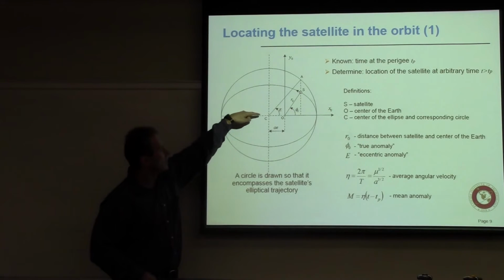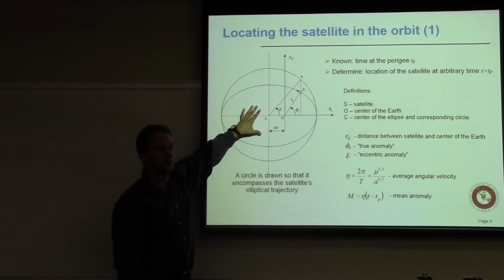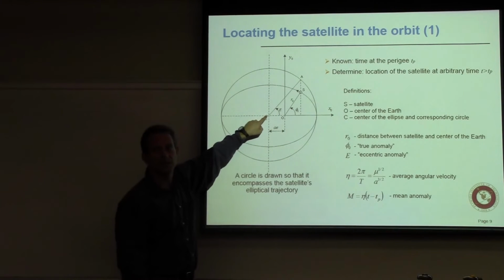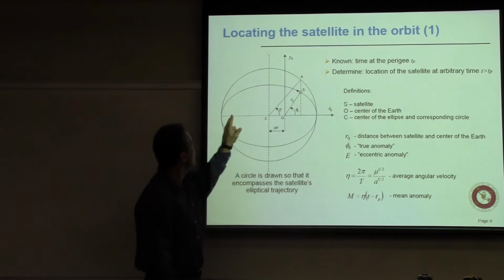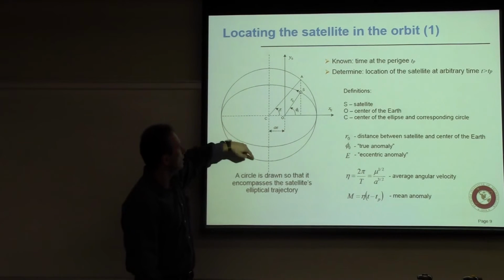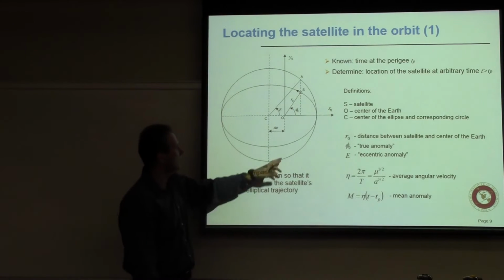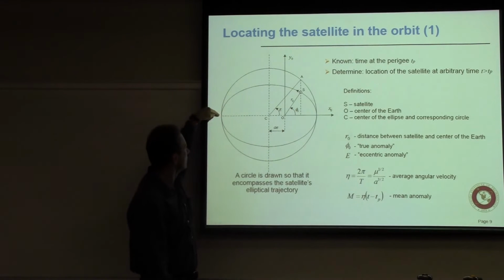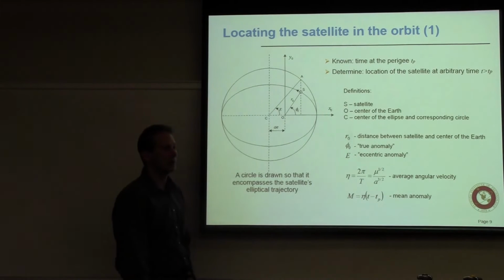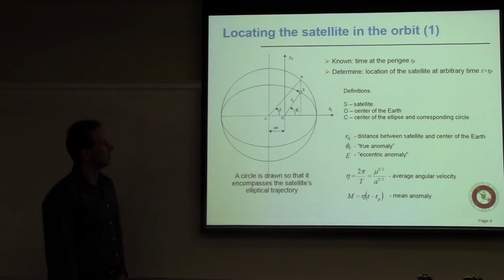What I'm going to do is draw a circle that contains this ellipse. The circle will have the same center as the ellipse. It will have a radius equal to the semi-major axis of this ellipse. So it will touch the ellipse here, and it will touch the ellipse here, and it will encompass the entire ellipse, right? Everywhere else, this circle is going to be larger than the ellipse, because it's touching it at the two points where the ellipse is the largest.